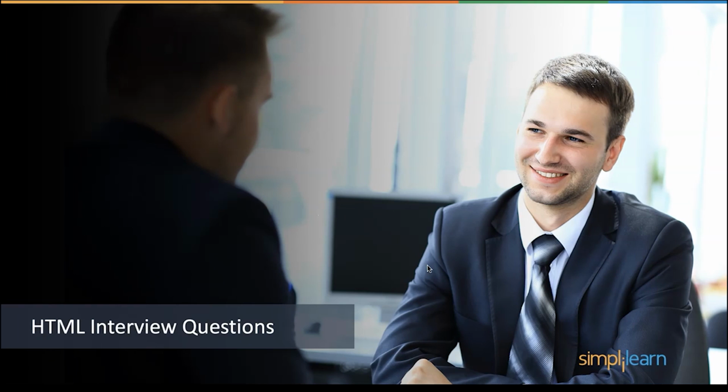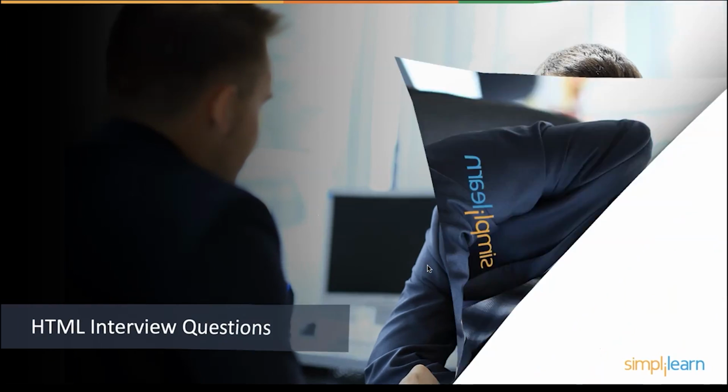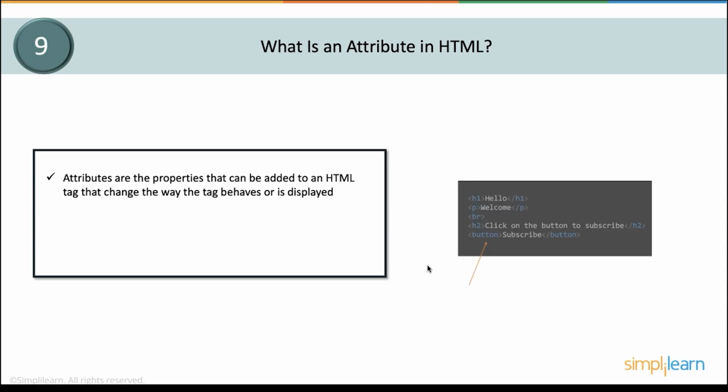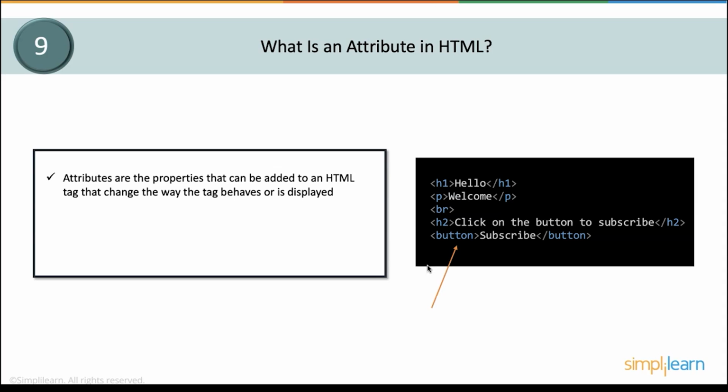Now we are heading towards HTML interview questions. Here are a few questions, like what is an attribute in HTML? So you can consider attributes are the properties that can be added into the HTML tag and that change the way the tag behaves or is displayed. Okay, so you can see here you have a button. Attributes are added right after the name of the HTML tag. So button is an element for me, it's not an attribute.